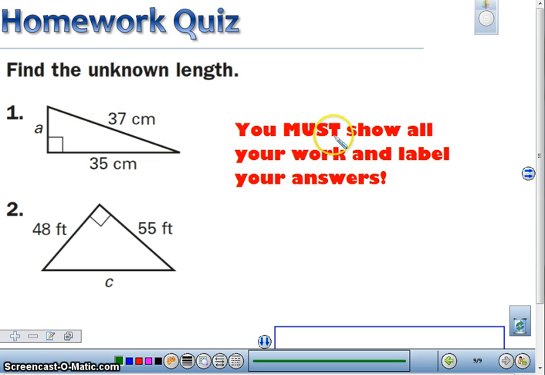Find the length. You must show your work and label your answer. So I want the answer in centimeters. I want the formula. I want all of that. And the sub will just pause this for you to take the quiz. 2 questions. Thank you and have a good day.